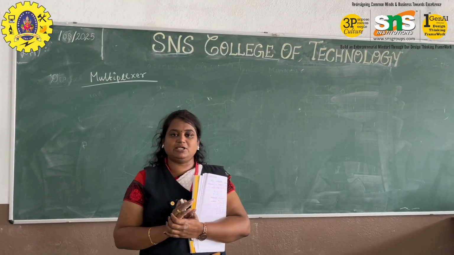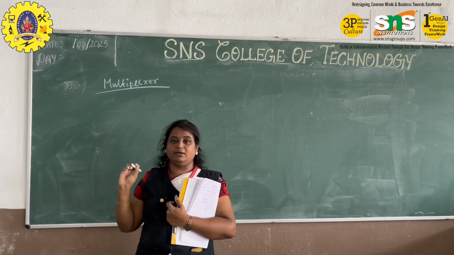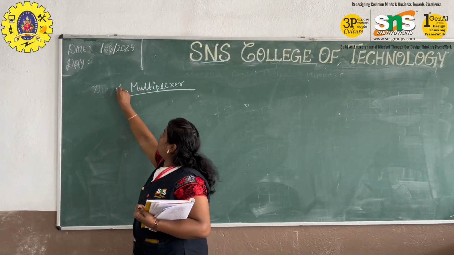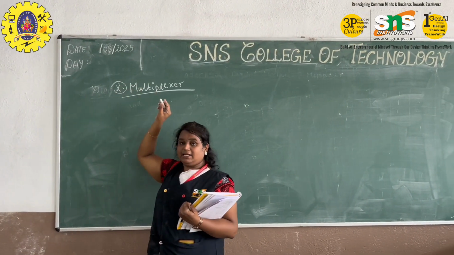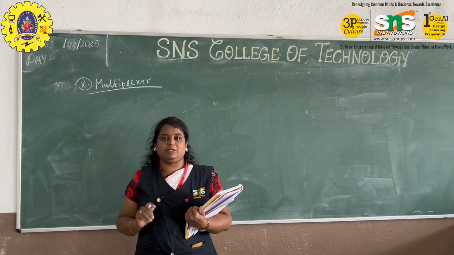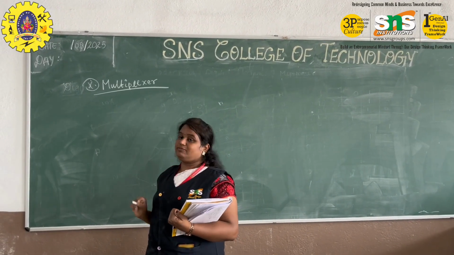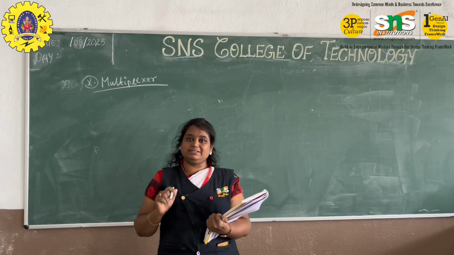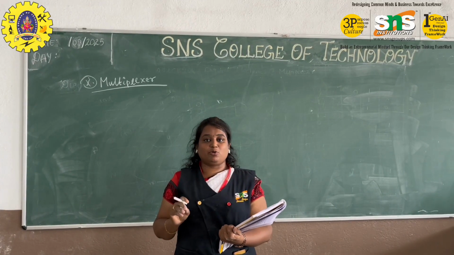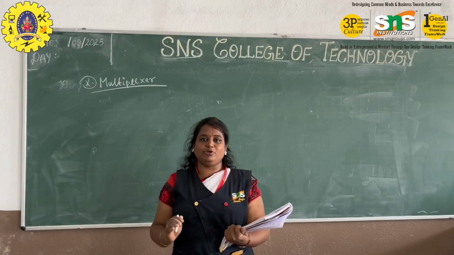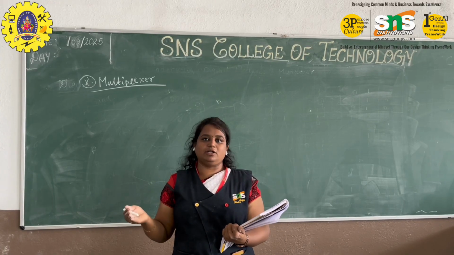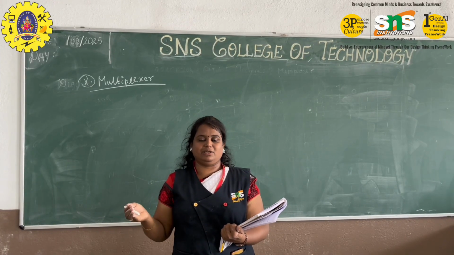In combinational circuits, the multiplexer is a very important topic, and another topic is the demultiplexer. We can call them mux and demux. So what will the multiplexer do? The multiplexer is a digital circuit where, if you give many inputs, it will produce one output with the help of the selection line.